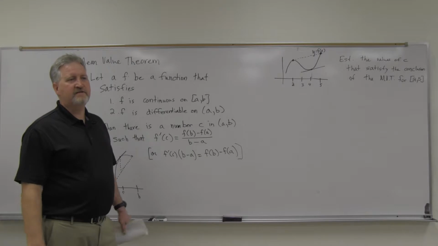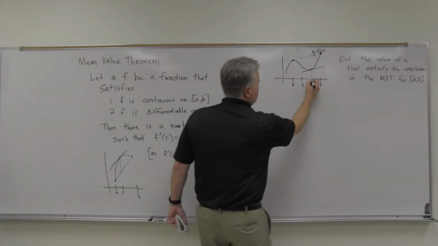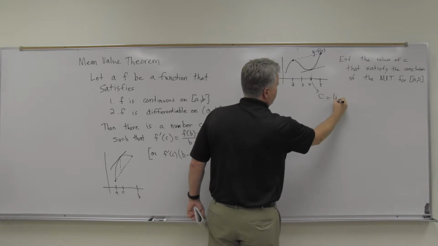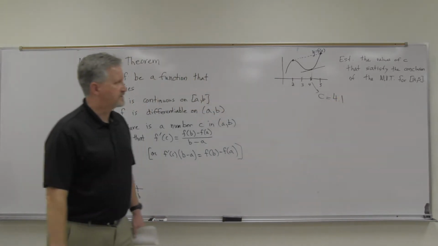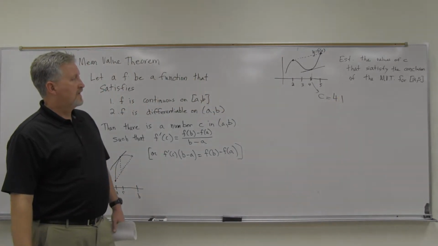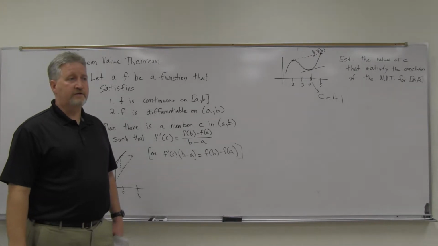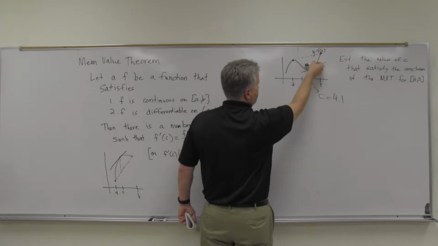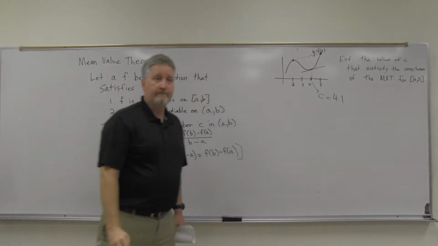So that would be my c value. C would be whatever that is. That's my c value, about 4.1, is what I'm going to say. And I don't think there's any others that would match it, because if I keep going around, the slopes aren't matching. So, okay, we good?